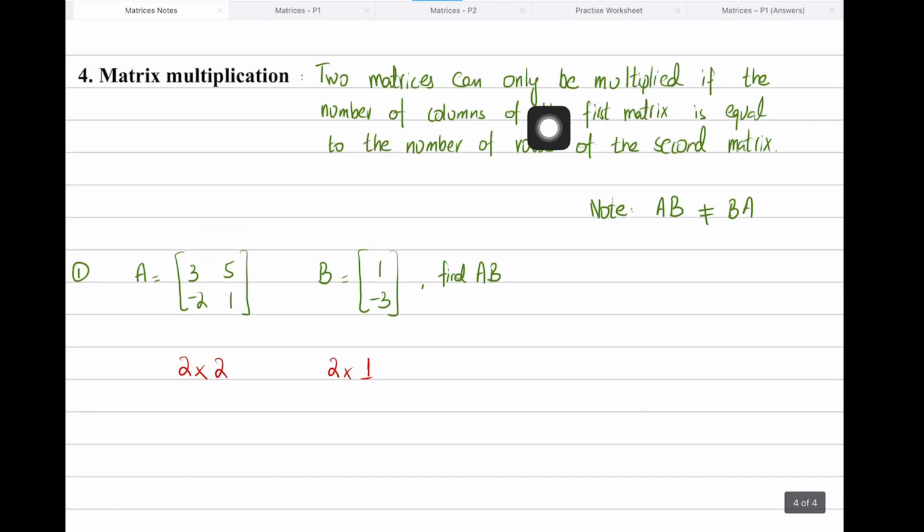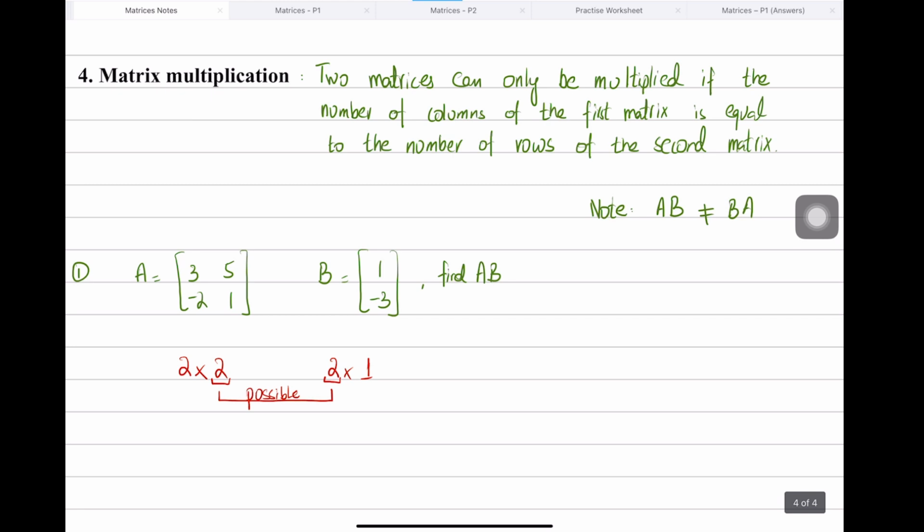Two matrices can only be multiplied if the number of columns of the first matrix, which by the way is 2, is equal to the number of rows of the second matrix, which is 2 as well. So are these the same? Yes, they are. So that means the multiplication is possible.